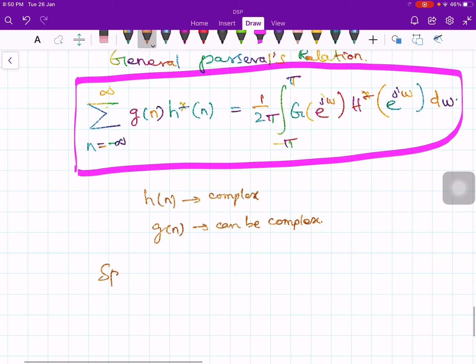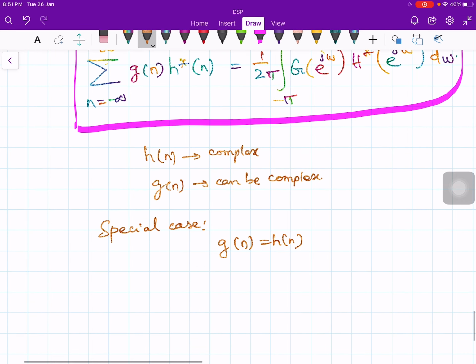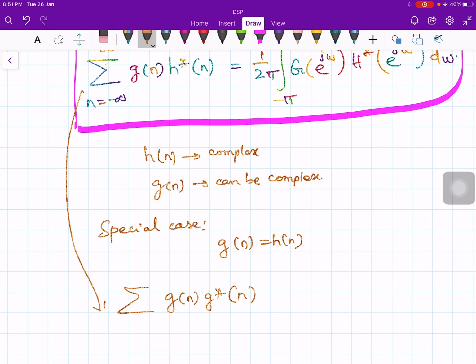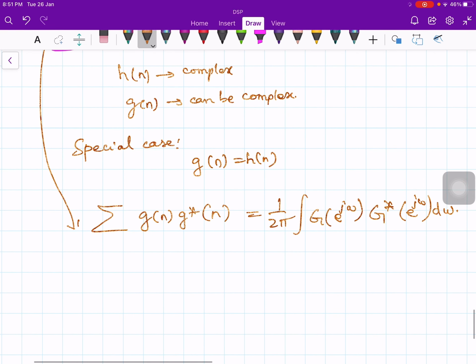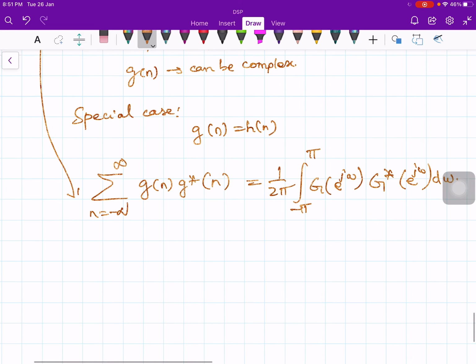Now there is a special case. What is a special case? When you take g of n is equal to h of n, then what is going to happen? Then this relation becomes, when g of n is equal to h of n, then you have g of n, then h of n becomes g star of n. In the right hand side, 1 over 2 pi integral of g of e to the j omega, then g complex conjugate of e to the j omega, then d omega. Now the limit is minus infinity to plus infinity. Here the integral limit is minus pi to plus pi.